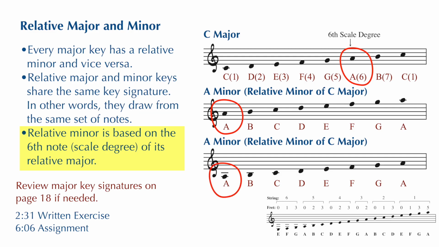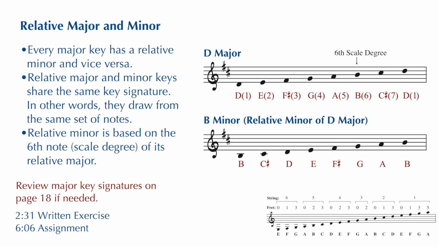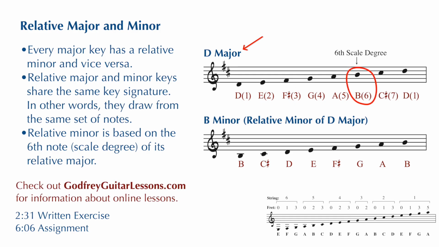And I do want to mention that it doesn't matter which A you build the scale on, any A is the sixth scale degree of C major. At the bottom of page 80, we have two more examples of relative major and minor keys. We've got the D major scale, which has F sharps and C sharps. The sixth scale degree of that D major is a B, 1, 2, 3, 4, 5, 6. So the relative minor of D major is B minor.